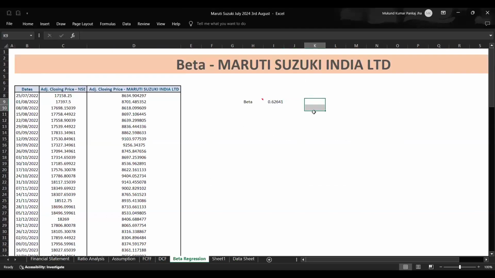Okay, so now we will have to regress this beta. Various investment banks have various weights for beta, but JP Morgan, which is one of the investment banks, has given a weight of 1.